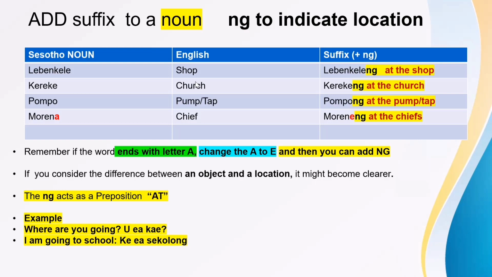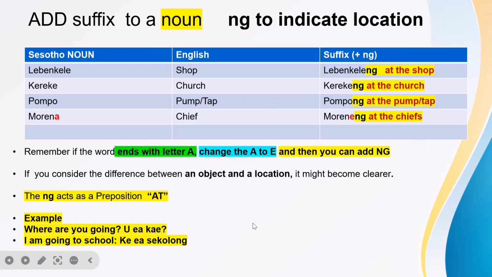Another thing is that for you to remember this, if it confuses you, you just consider the difference between an object and a location, and then it would be clear. So whenever it is a location, you add an ng at the end to describe the location, to change the noun to the location. So the ng acts as a preposition, like the word at is a preposition in English. Like, for example, libenkeleng, but in English you would say at the shop.